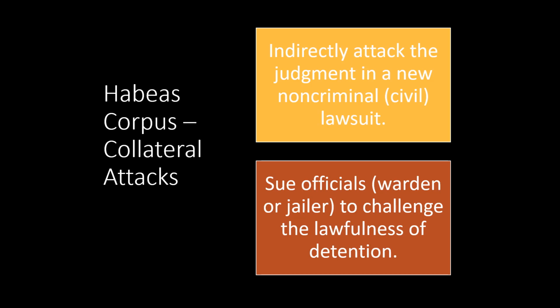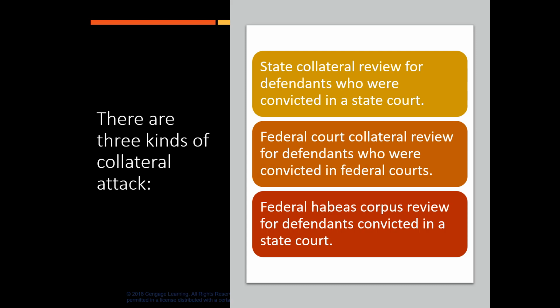You're not appealing your conviction, but you're indirectly appealing it. Collateral means kind of around the side. So there are three kinds of collateral attacks. State collateral review for defendants who are convicted in state courts, federal court collateral review for defendants who are convicted in federal courts, and then federal habeas corpus reviews for defendants convicted in state court. This used to be how a lot of cases got up to the Supreme Court.